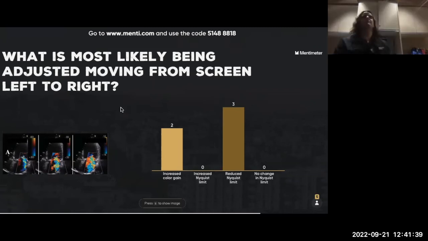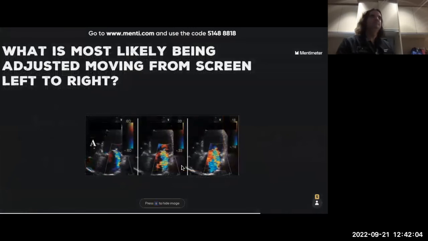But I would say it's very infrequent that I even touch color gain. Often if there's lots of noise, for example with hyperdynamic hearts or tachycardia, where there's just so much noise, then you can turn the color gain down just to reduce some of that extra noise. But it's normally not often used. Yeah, exactly. If you're trying to really amplify noise, for example, this is color Doppler.